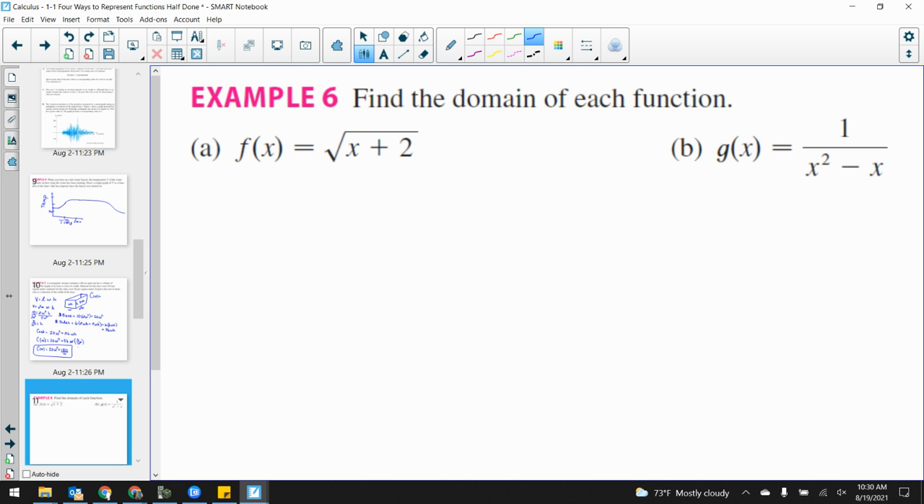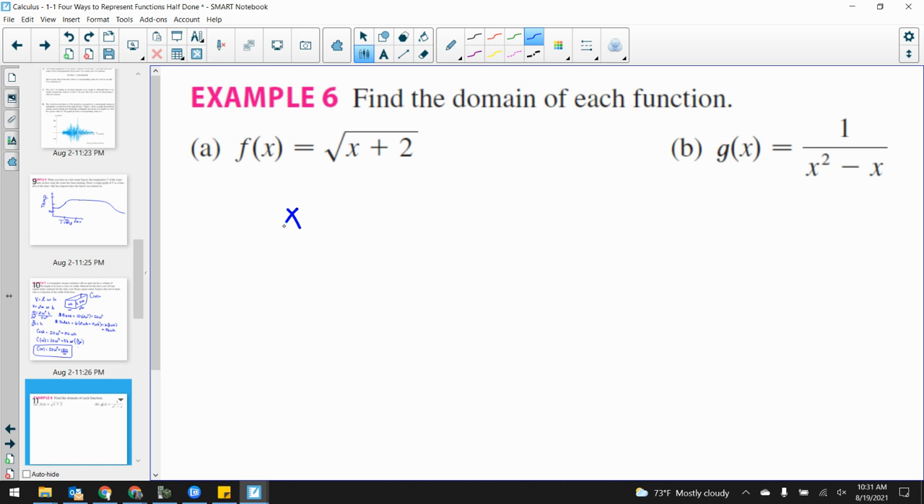How do I restrict my domain? Any number bigger than, well, be careful. Can it be 0? Yes. Can it be negative 1? Can x be negative 1? Negative 1 plus 2 is positive 1. So x can still be negative 1. Any number bigger than negative 2.